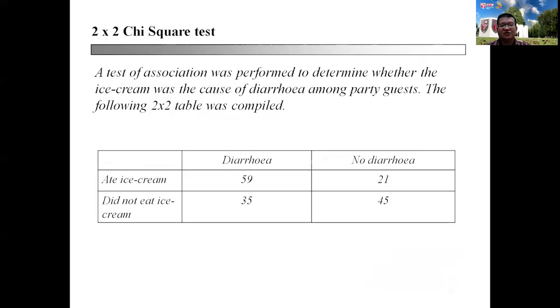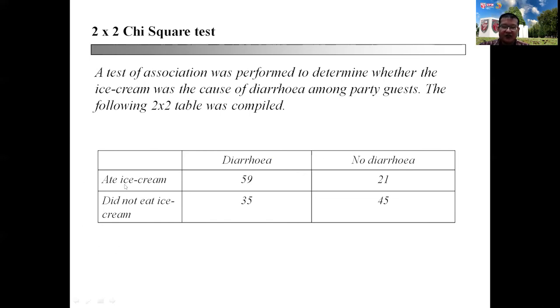Last but not least, let's look at the data entry for a 2x2 chi-square test, a non-parametric test. This is actually a unique test whereby you can test the association between two factors. Now, in this case, why don't we look at the example of a test of association to determine whether ice cream was the cause of diarrhea among party guests. So how do you look at it?